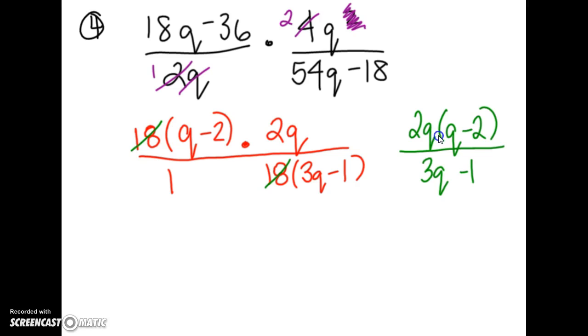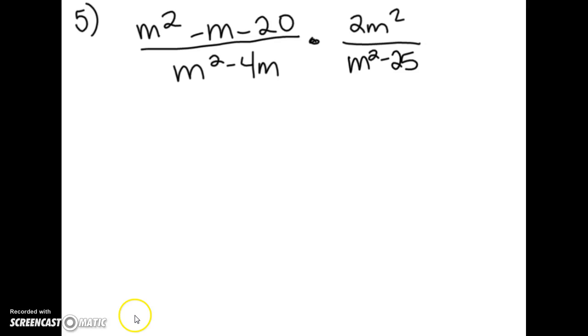I say yep. q can't be 0. And what in here? 3q minus 1, so positive 1/3. There you go. Not so bad. Just take it a little piece at a time. Now on to number 5.